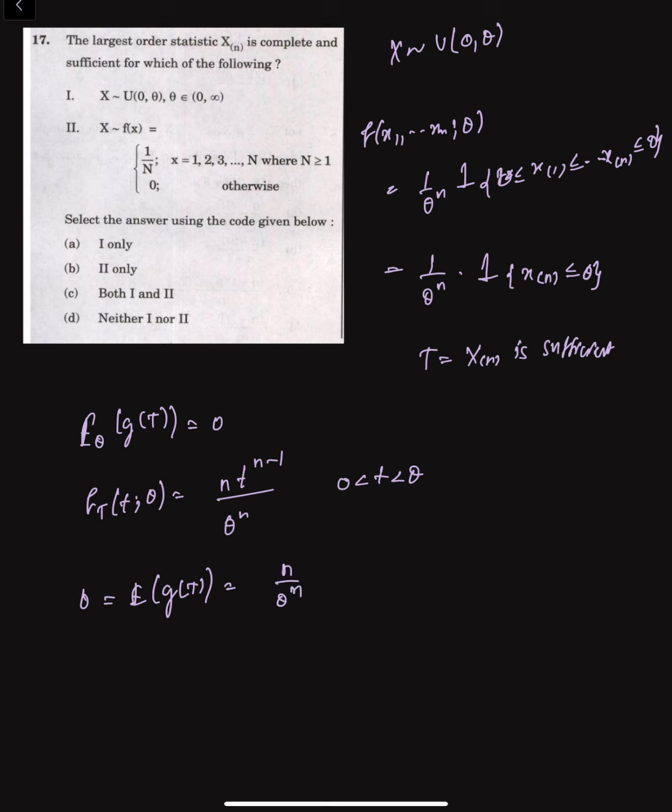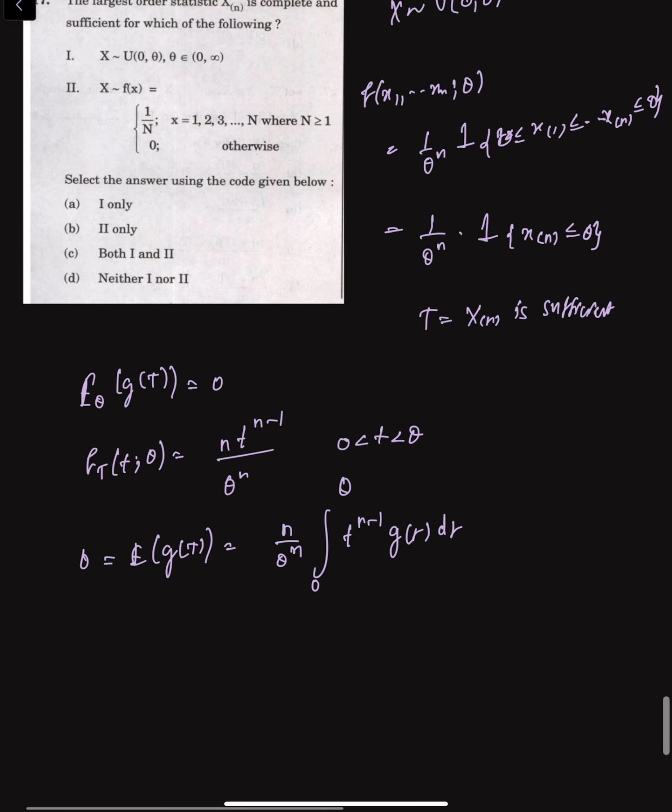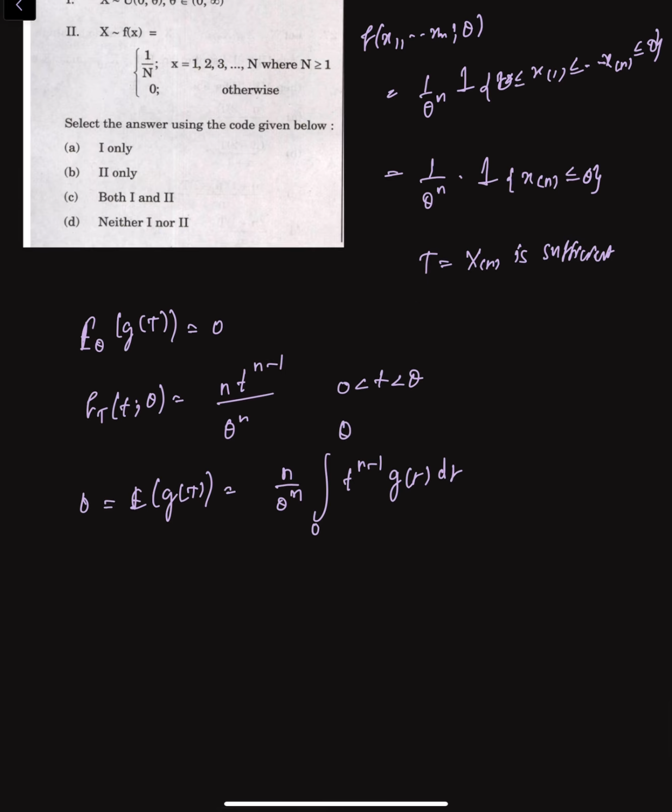So that means n by theta to the power of n, integral of t to the power n minus 1 into z of t dt from 0 to theta, is 0. So if we differentiate on both sides, that means 0 is equal to the integral from 0 to theta of z of t into t to the power n minus 1 dt. So this is equal to 0 for all theta greater than 0.